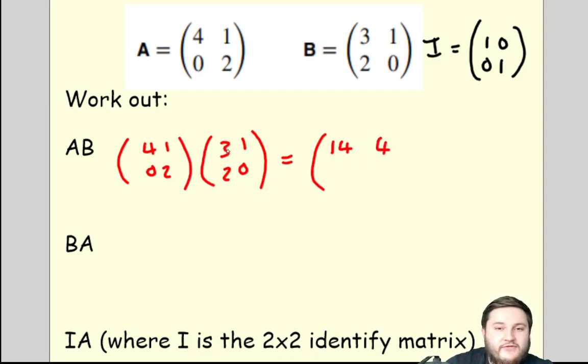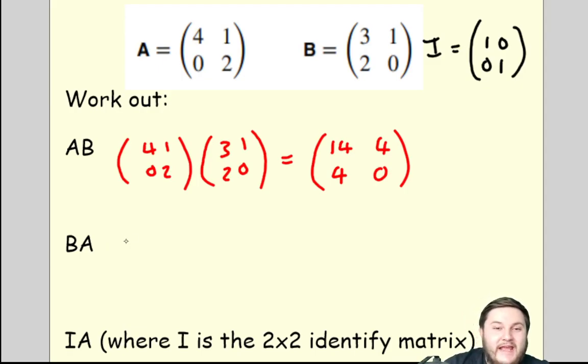Then we do 0 times 3, which is 0, plus 2 times 2, which is 4. So we get 4 for this one. And then we do 0 times 1, which is 0, plus 2 times 0, which is also 0. So we get 0 for this last number here. So the correct answer is 14440. Wow, that was a bit of a tongue twister, wasn't it? So that's what hopefully you should have got. Please let me know if you got that answer in the comments below.